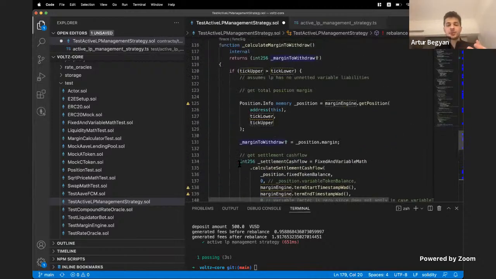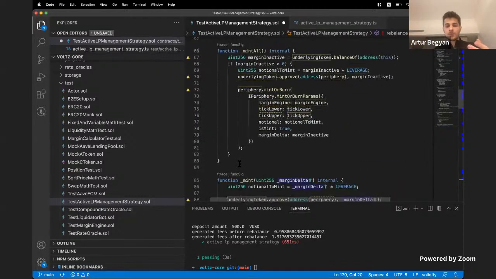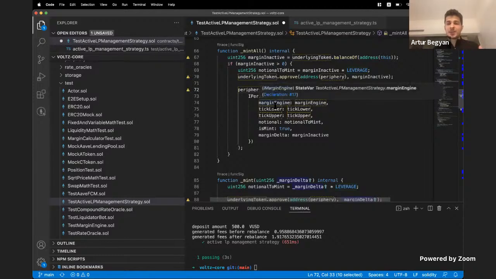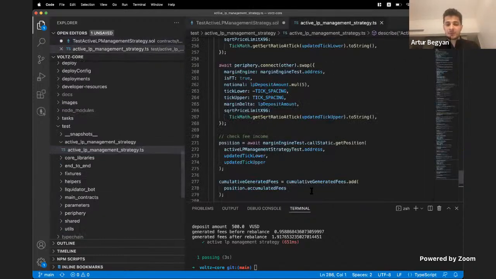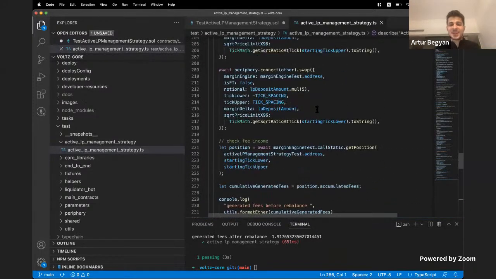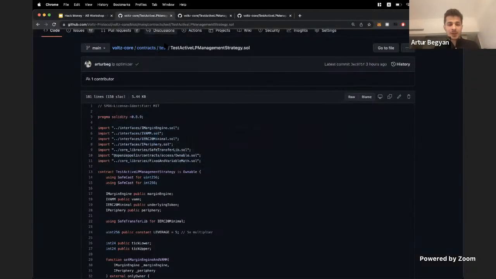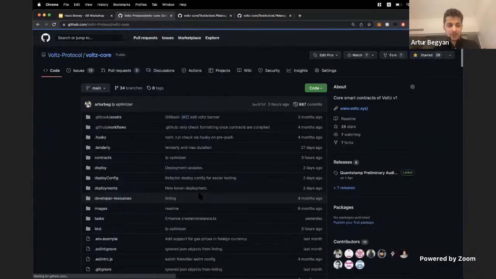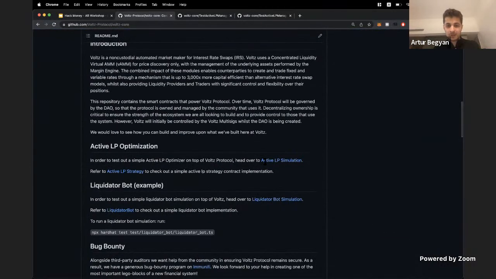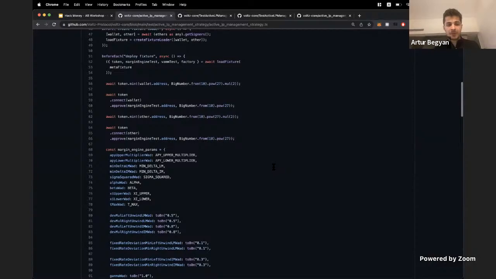If we go back to this mint all function, we should be able to see that at this stage, we collect all of the margin that's currently in the pool that has been withdrawn, calculate the notional amount, and then mint the position. So that's how the active LP optimizer works. If we want to run a quick simulation to prove that it works, we can head over to the file active LP management strategy, which you can also access from here. Just to show you guys, the active LP simulation, if you click it, it should redirect to the same file.